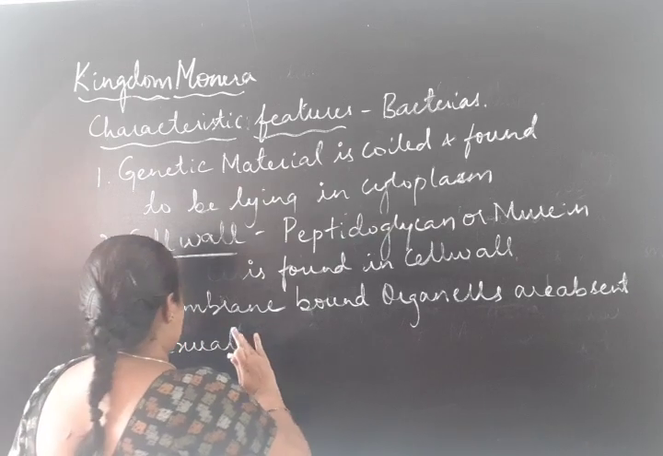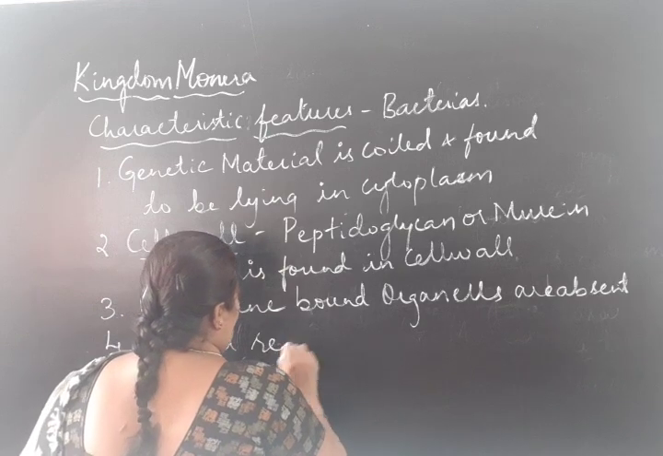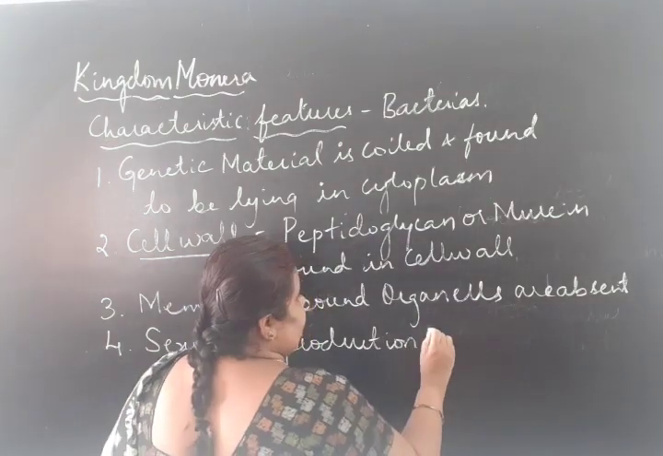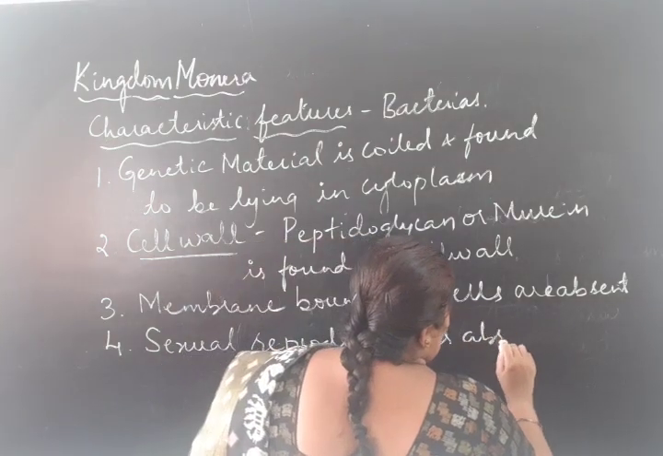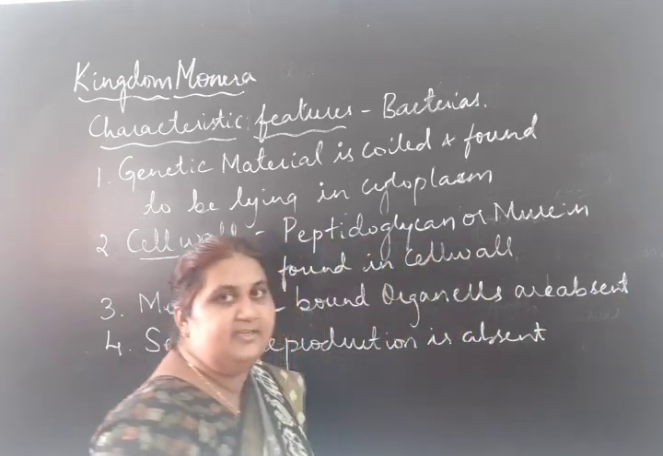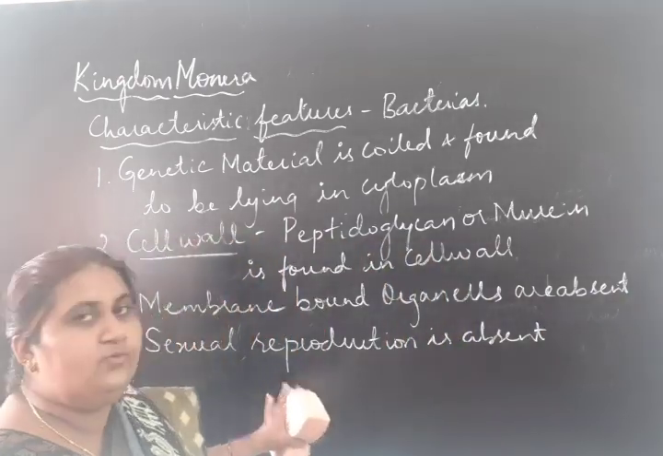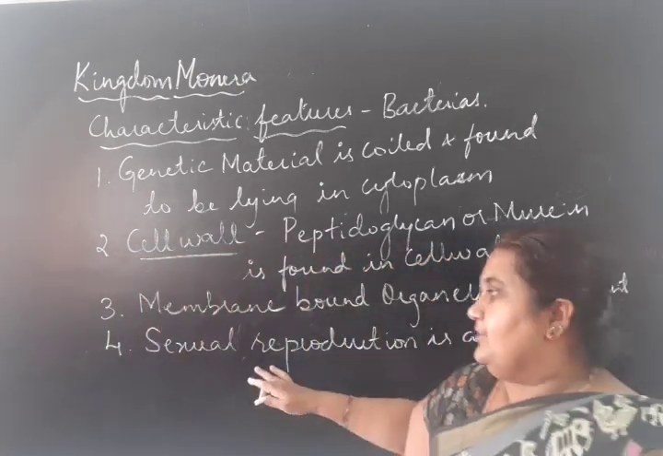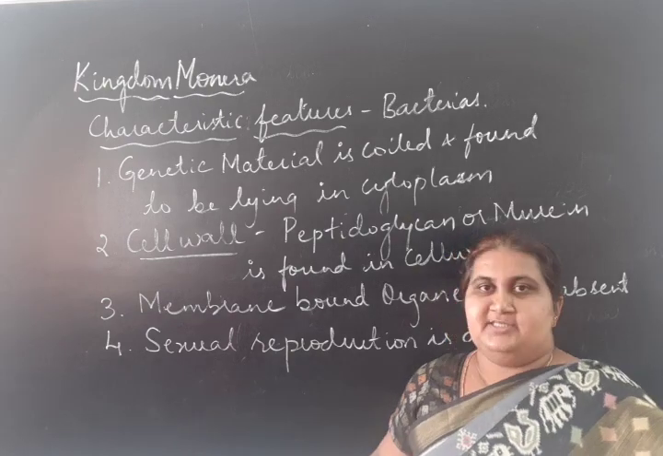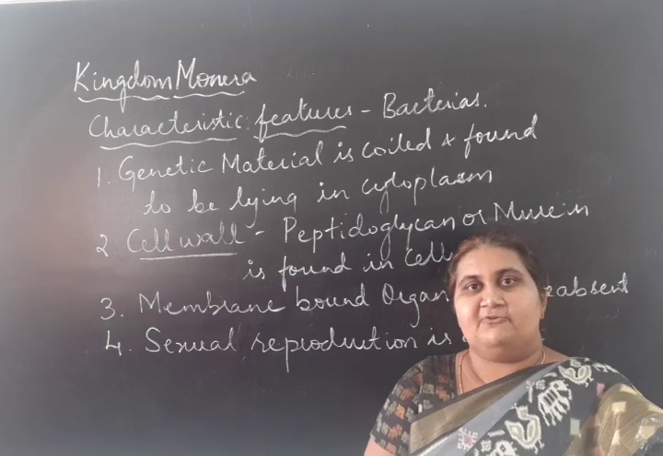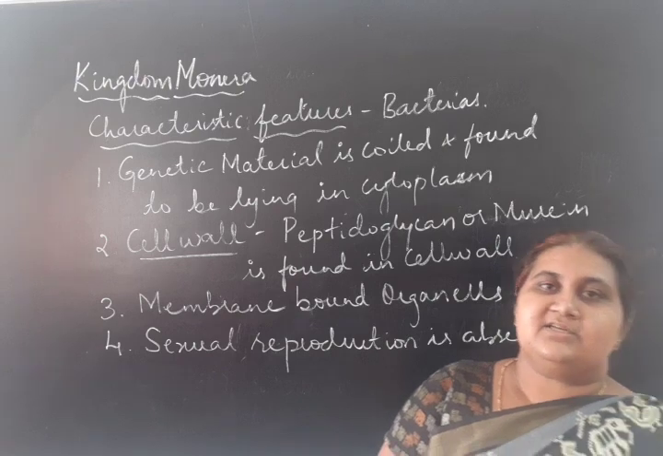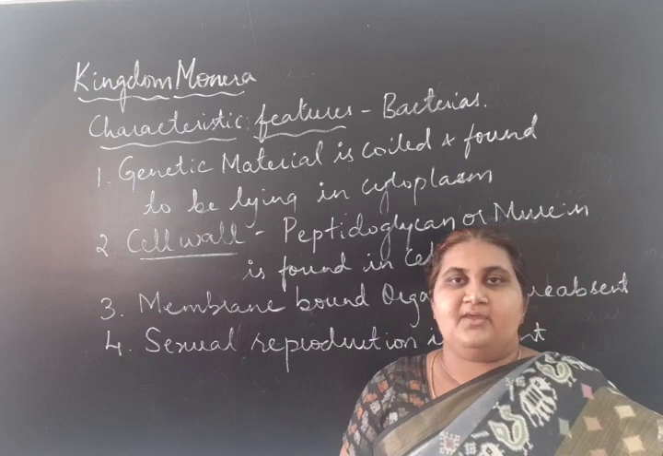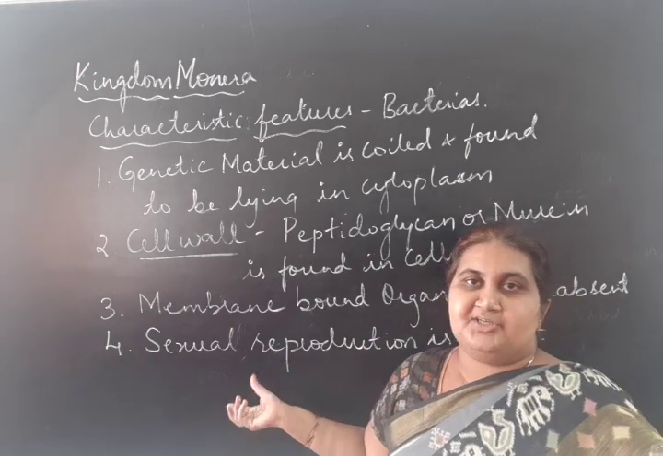Sexual reproduction is absent. How do these bacteria reproduce? It is through only asexual methods. The sexual method of reproduction is absent in bacteria. There is no sexual dimorphism, as male or female.